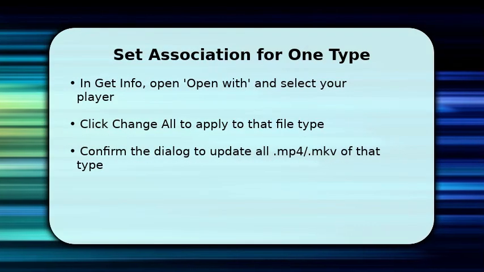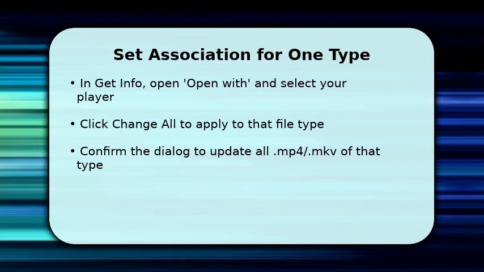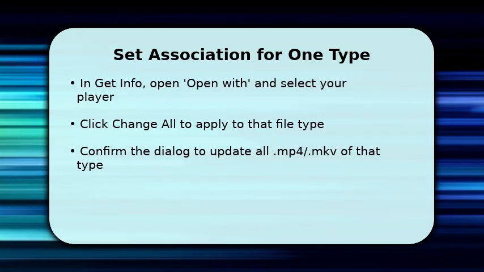You now change the association for the specific file type. In Get Info, use Open With and select the new player. This tells Mac OS which app to use for that extension. Then click Change All to propagate the choice to every file of that type. This step writes the association into launch services so future double-clicks open correctly.